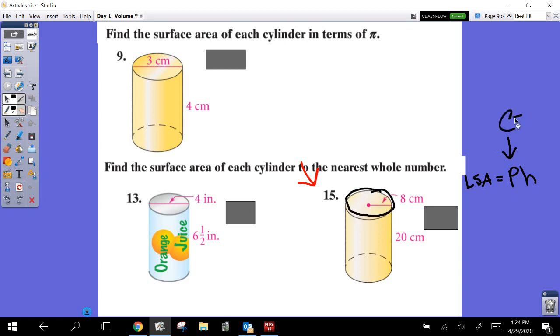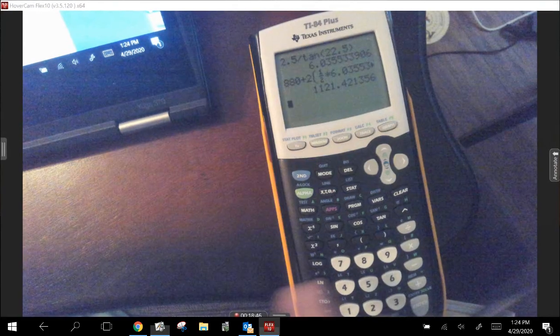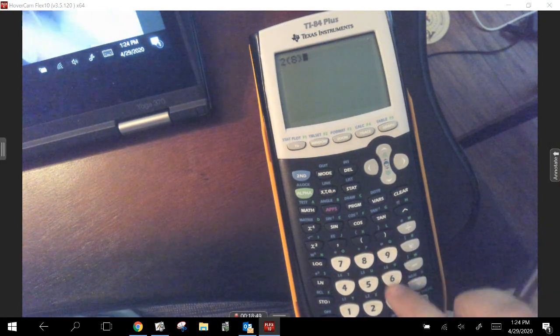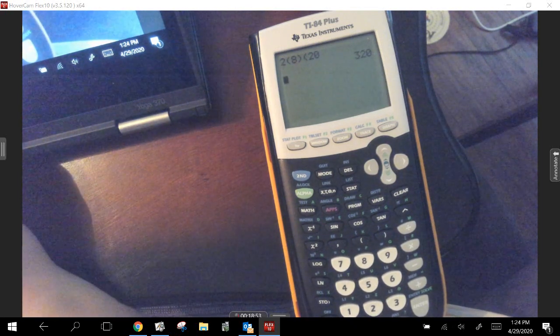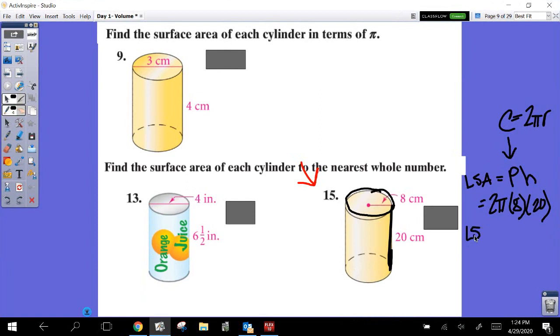It's really circumference. And remember, circumference is 2 pi r. So it's going to be 2 pi, what's my radius? 8, times, what's the height of this cylinder? 20. So when you type this in the calculator, don't type in the pi. You're going to do 2, 8 times 20. Oops, I forgot. So that's 320. And then you're just going to say lateral surface area is 320 pi. And then centimeters squared.